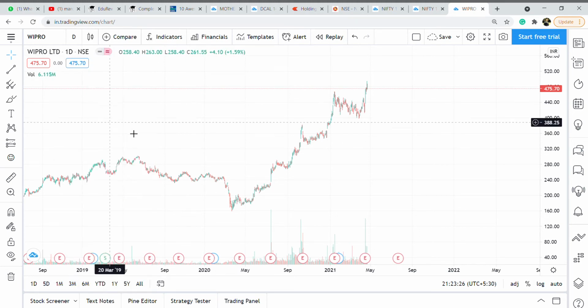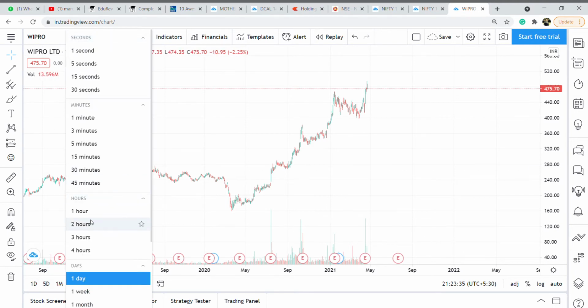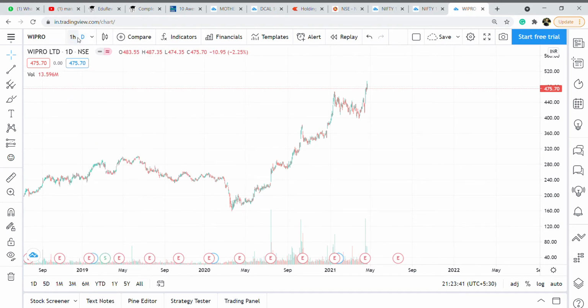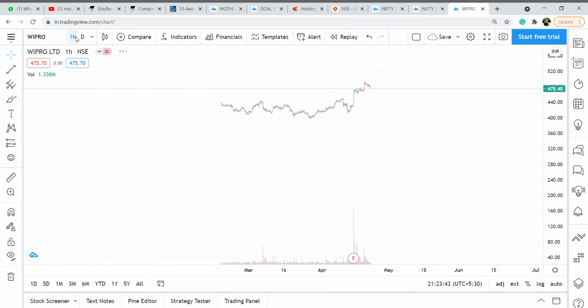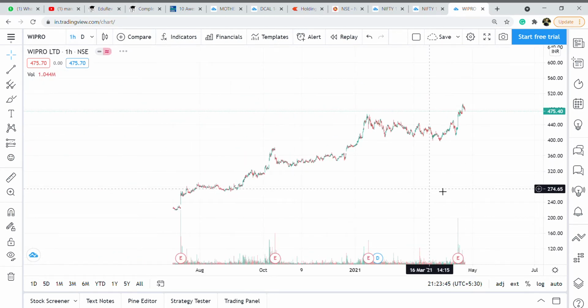Whenever you want to change the time frame, you can come over here and change it here. If not, you can directly come over here, star 1 hour and 1 day. So you basically get two options here, 1 hour and 1 day. You come to 1 day, then you can come to 1 hour. You can view the charts.